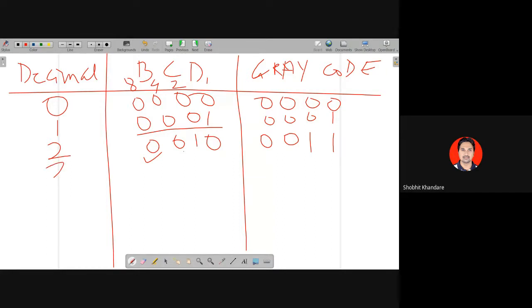Can you complete the remaining part? For 3, 0011. It will be 0 as it is, XORing 0 and 0 gives 0, XORing 0 and 1 gives 1, 1 XOR 1 gives 0. So it is 0, 0, 1, 0. Do you agree with this? 0, 0, 1, 0? Yes, sir. So I want every one of you to complete till 15. Please complete this. And meanwhile, if you have any questions, please ask. And once you have done till 15, please let me know.